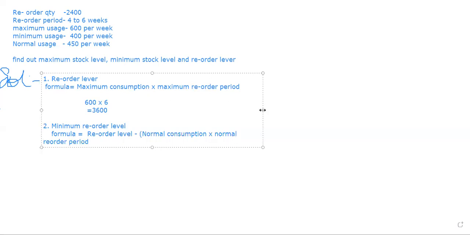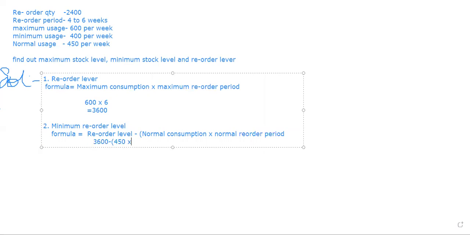So that's what we are going to multiply. So this is how I'm going to do it. Now we know all the things. Reorder quantity level, how much we got? 3600, right? Then minus, again we open the brackets until we calculate the percentage. So normal consumption. How much he gave? Normal usage. Consumption means usage. Normal usage he gave 450 units into normal reorder period. So under a normal reorder period, how much you are going to take?